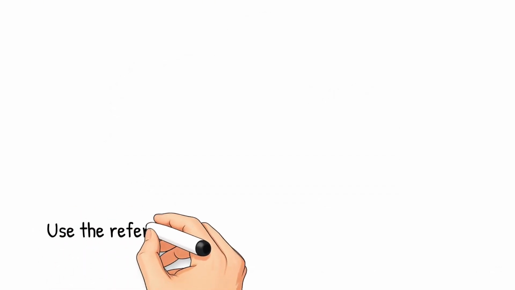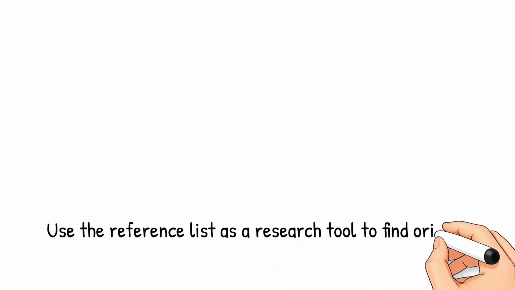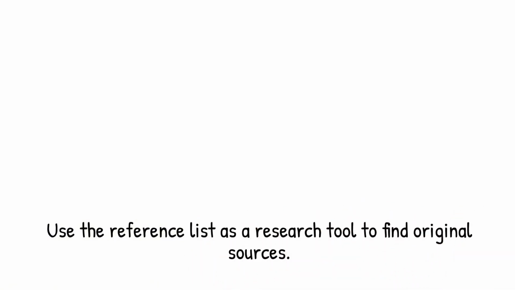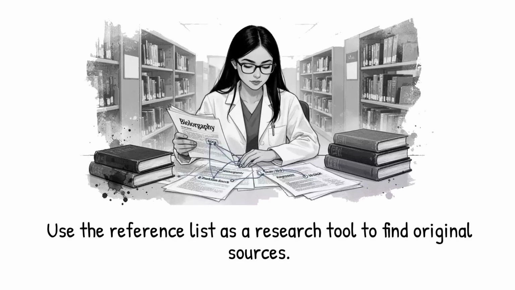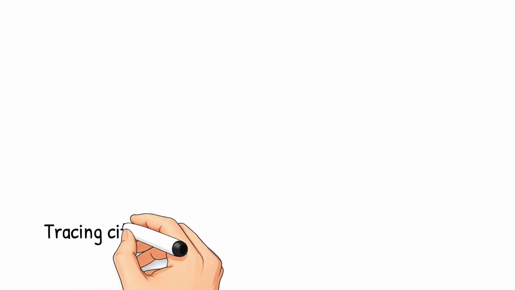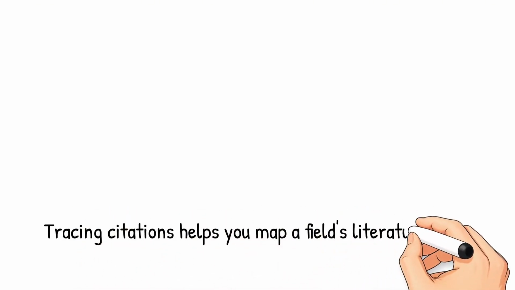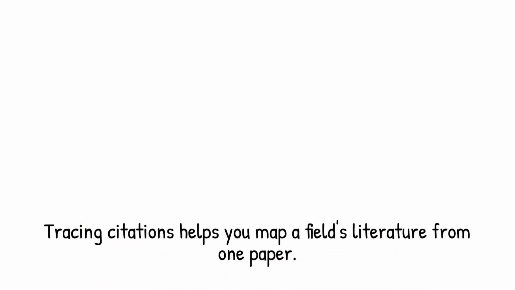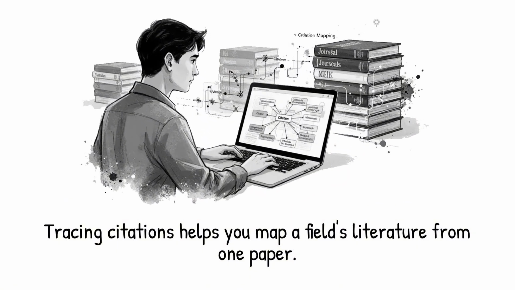The fourth is using the list as a research tool. If a citation supports a claim you want to understand more deeply, pull that reference directly. It's often the original source. And the most frequently repeated citations across the list are usually the landmark studies that shape the field. Following those backward and forward to see who has cited them since is one of the fastest ways to map an entire body of literature, starting from a single paper.